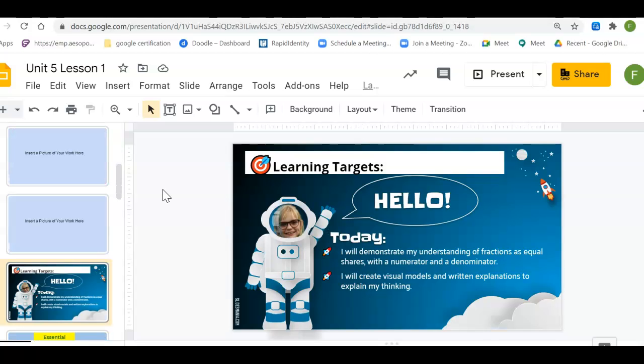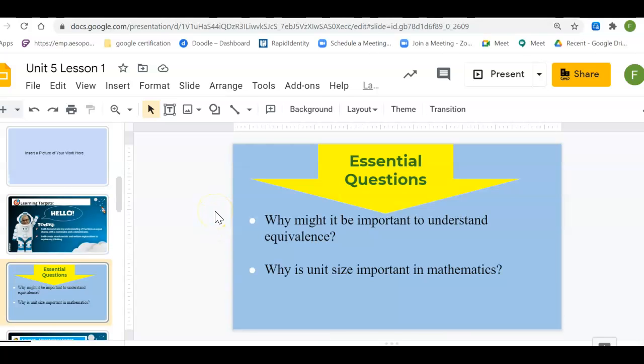Our learning target for today: I will demonstrate my understanding of fractions as equal shares with a numerator and a denominator. Also, I will create visual models and written explanations to explain my thinking. Our essential questions for this entire unit, and we're just going to continue to build upon them: Why might it be important to understand equivalence? And why is unit size important in mathematics?